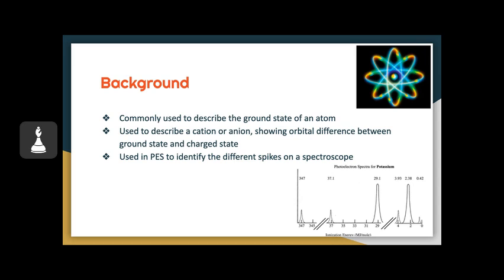Electron configurations are commonly used to describe the ground state of an atom. In addition, they can be used to show the difference in orbitals between charged atoms, such as anions and cations, and atoms in the ground state. One practical use to note is that electron configuration is used in PES, or photoelectron spectroscopy, to identify the numerous spikes on a spectroscope graph.